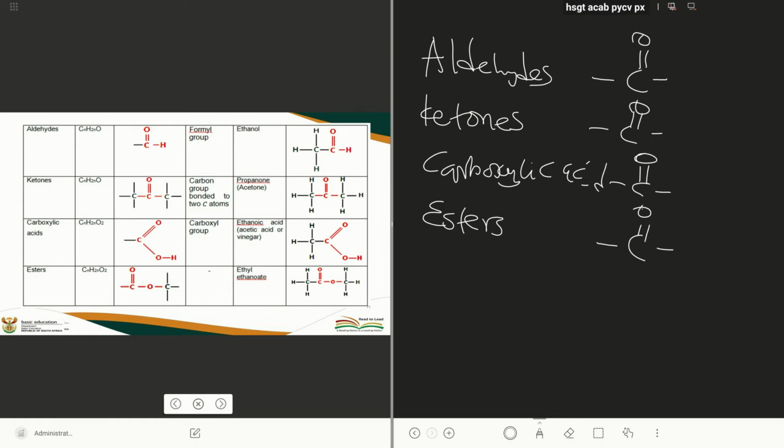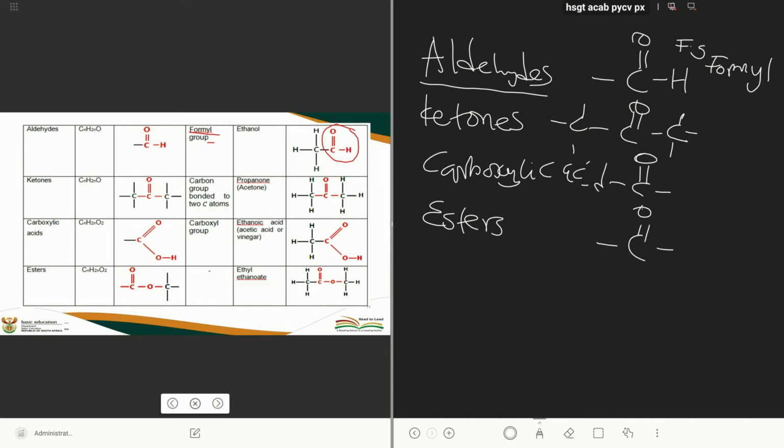Now, the difference between them is that in an aldehyde, the C double bond O is at the terminal carbon, which means at the end of the structure. Like here, we have the C double bond O with the H. We say this is an aldehyde. And the name of the functional group here is the formyl group. We have ketones. In ketones, the C double bond O is surrounded by 2 other carbons. So you see the difference between these 4.